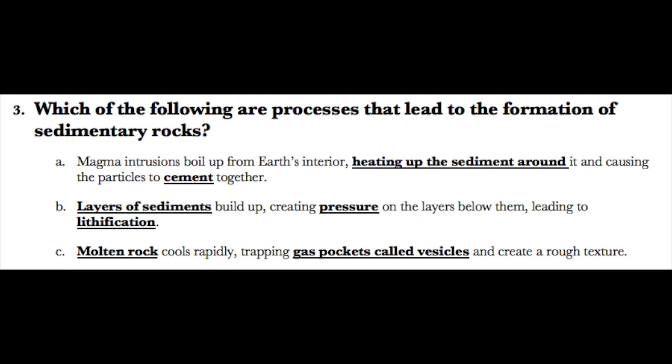Number 3. Which of the following are processes that lead to the formation of sedimentary rocks? A, magma intrusions boil up from Earth's interior, heating up the sediment around it and causing the particles to cement together. B, layers of sediment build up, creating pressure on the layers below them, leading to lithification. C, molten rock cools rapidly, trapping gas pockets called vesicles and creating a rough texture.